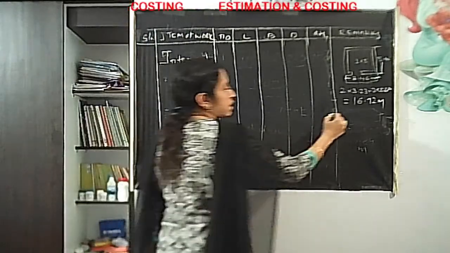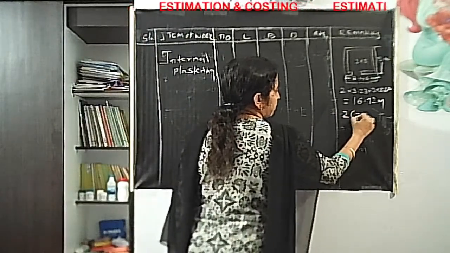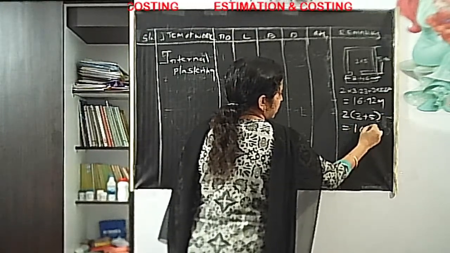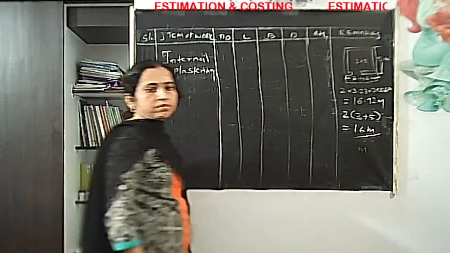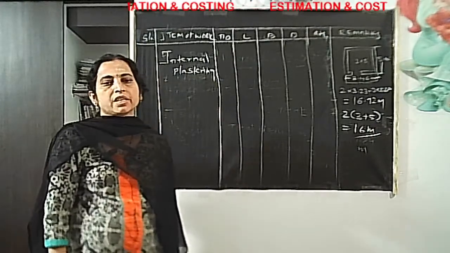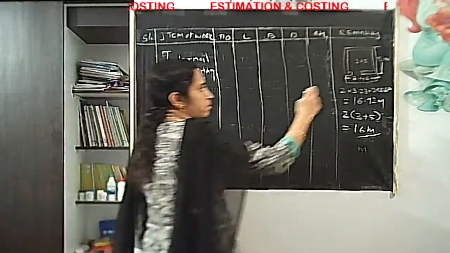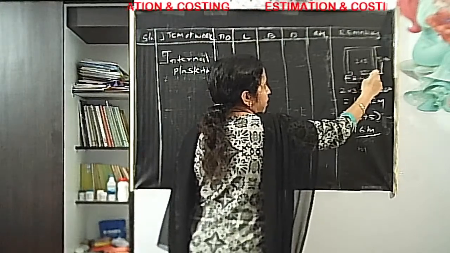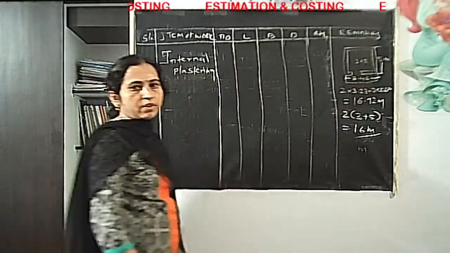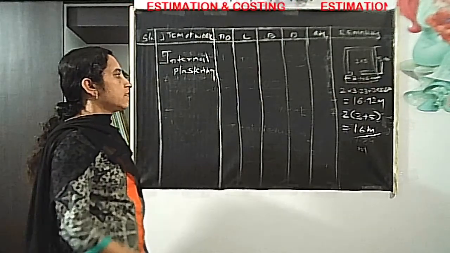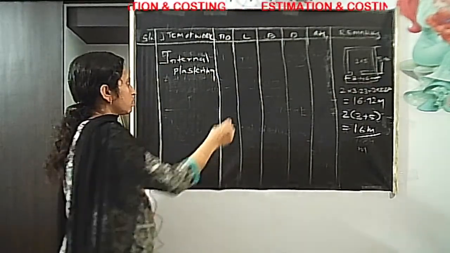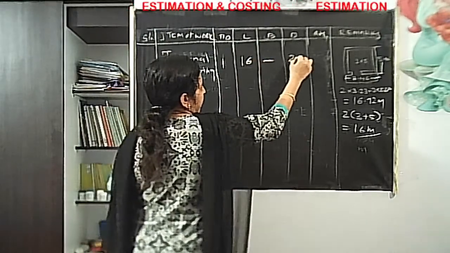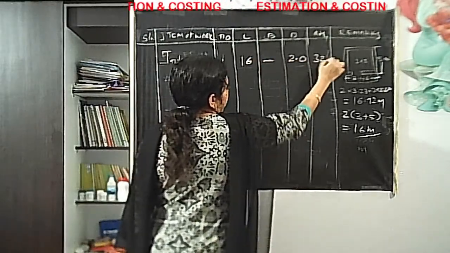That is, you have 2 into (3 plus 5), that is 16 meters. The perimeter of the room is 16 meters, that is nothing but 3 plus 3 is 6, plus 5 is 11, plus 5 is 16. Okay, 16 meters is the perimeter of the room. So, the depth of the wall is, again I am taking it as 2, so this will be 32 square meter.